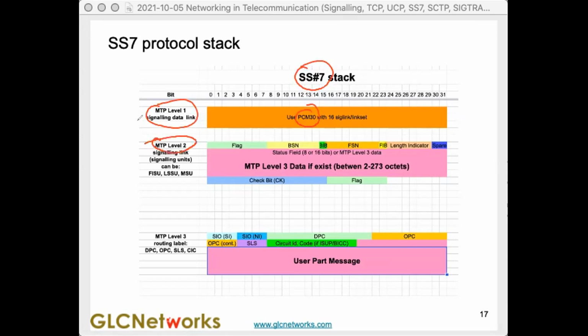And then we have MTP level 2, which we can call layer 2. We have a flag here, BSN, BIB, FSN, and so on. And then we have MTP level 3, which is used for routing. In SS7 we also do routing, but not like having a subnet and routing based on that. The essence of layer 3, which is addressing, exists here by using the point code, or PC. Here we have the originating point code, and then the DPC, destination point code.